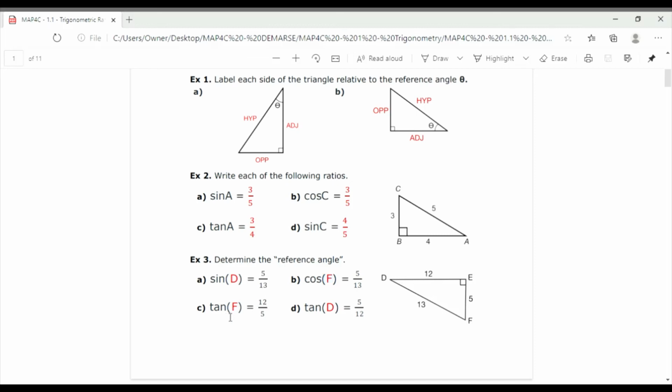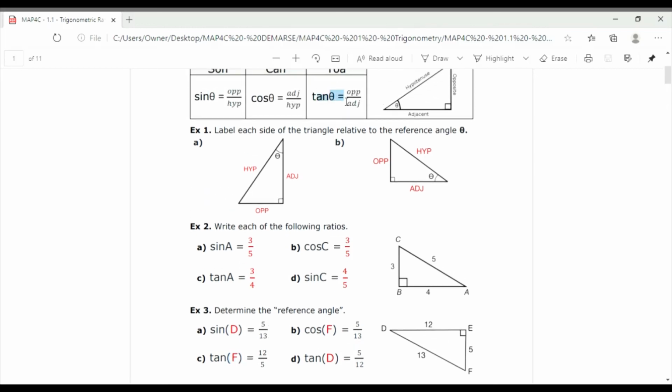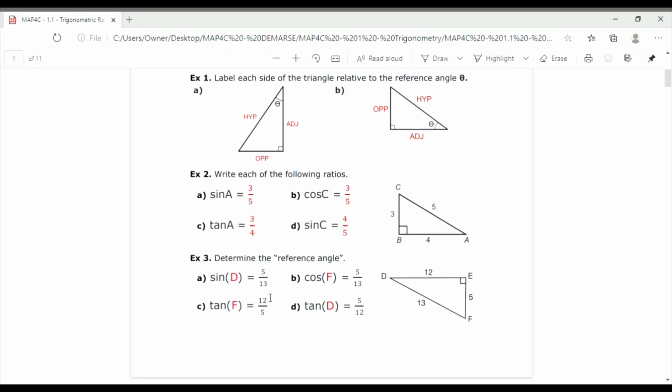3c, tan of what angle is equal to 12 over 5? Now the formula for tan is opposite over adjacent. From which angle's perspective is 12 the opposite and 5 the adjacent? That would again be from angle F's perspective.